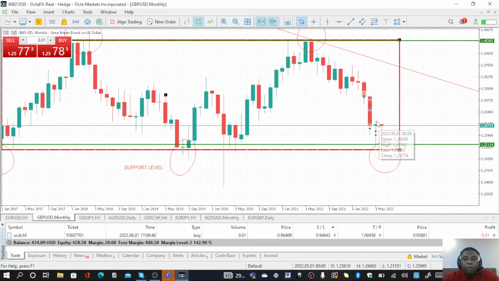Now, before we take our judgment, we would need to look at the lower time frame. It's the lower time frame that will help us determine what exactly is currently going on in the market. Good.